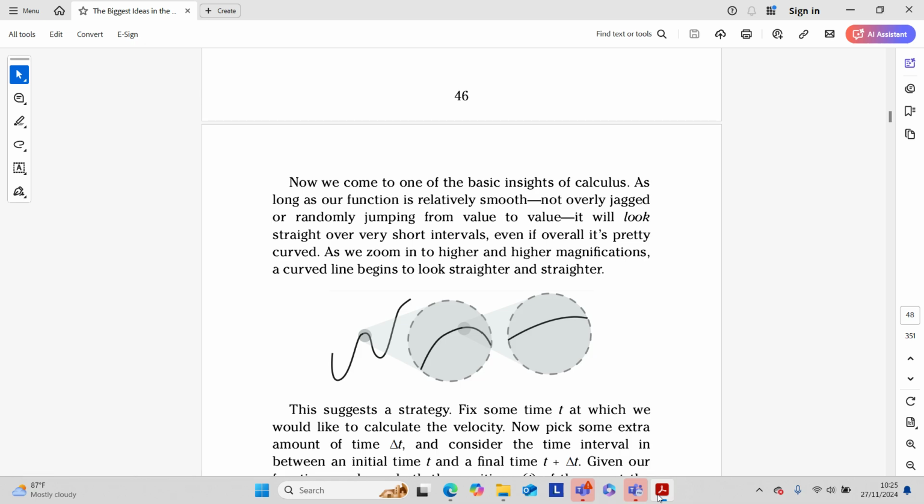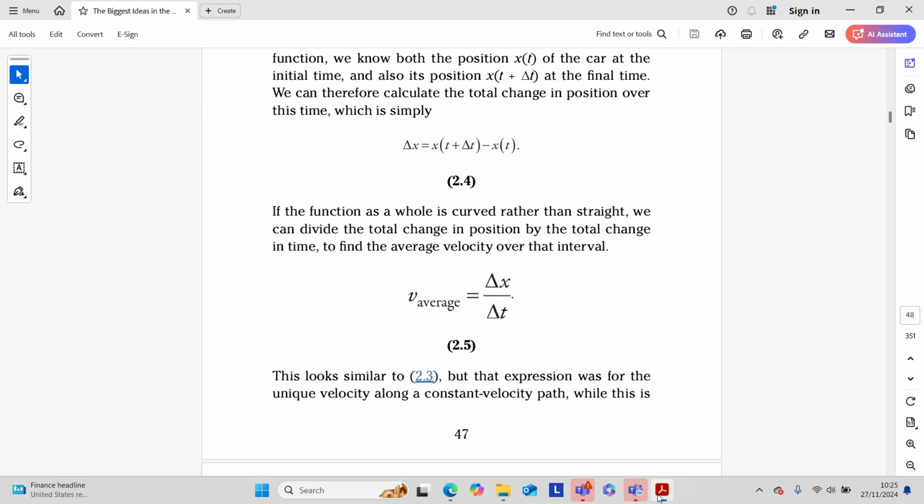This suggests a strategy. Fix some time t at which we would like to calculate the velocity. Now pick some extra amount of time Δt and consider the time interval in between an initial time t and a final time t + Δt. Given our function, we know both the position x(t) of the car at the initial time and also its position x(t + Δt) at the final time.